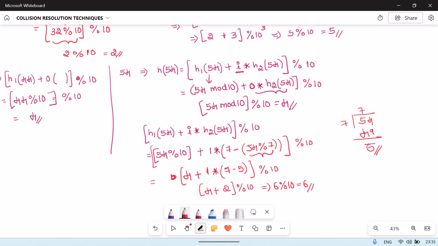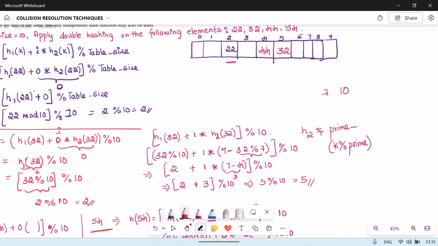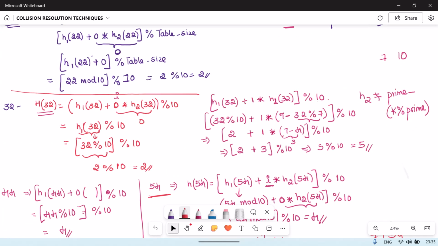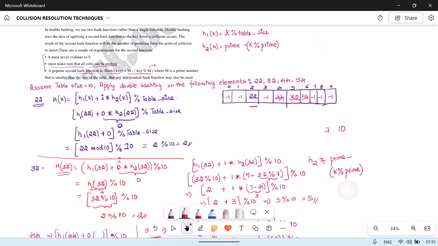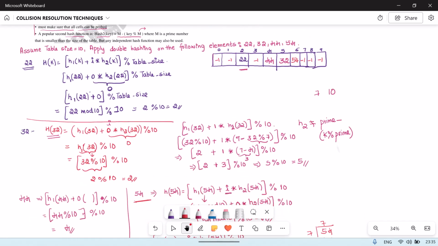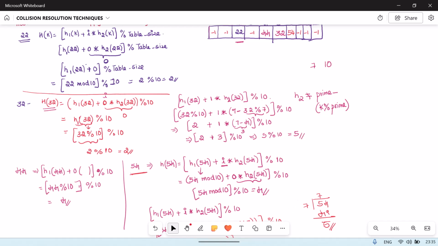Now you have got the position. So 54, can it be placed at the 6th position? Check, okay, 54 can be placed at the 6th position. So 54 will come here. Other positions are left empty because nothing is to be filled. I hope you have understood the method. You just have to remember that formula, and according to that, you will have to do the calculation.